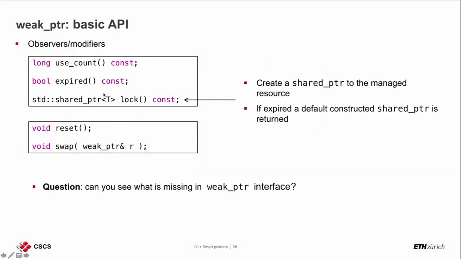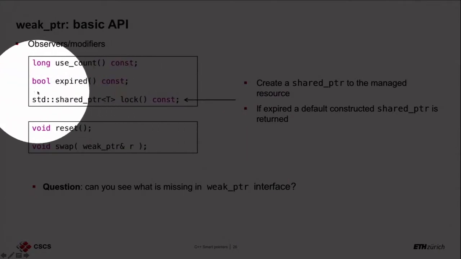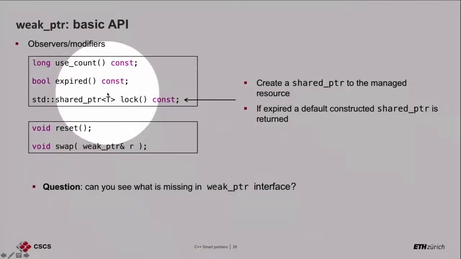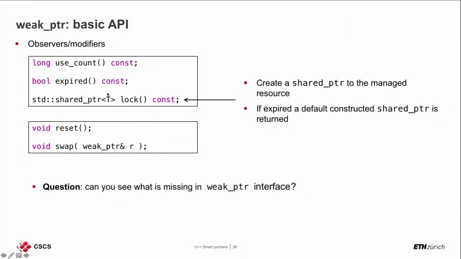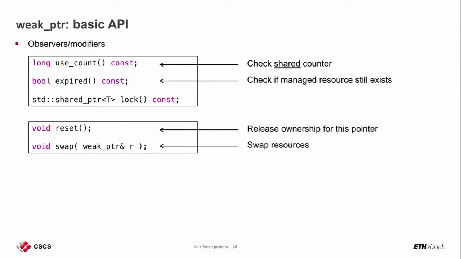That, by the way, will give you a valid shared pointer to the pointed resource if there is at least another shared pointer to that particular resource, which means that the memory location on the heap is still alive. Otherwise, you will get a default constructed shared pointer. And then you have also the reset method that sets the weak pointer to null pointer, and then the swap method, which is similar to the reset method for the shared pointer, which means that you can redirect, let's say, the memory location pointed by your weak pointer.